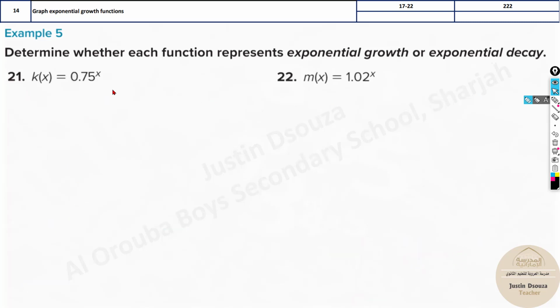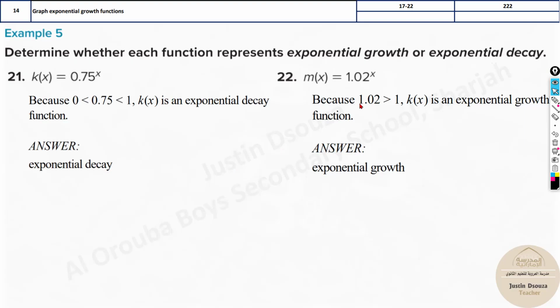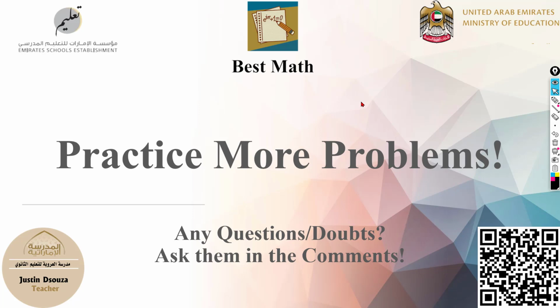Now then we will just look at these ones. Again, it's very, very easy. This is again a decay function. This is a growth function. Just by looking at it, you can say. That's it. That's the very short and simple topic.